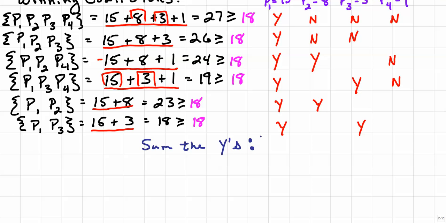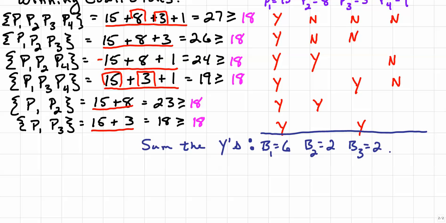And these will be my b's for the power distribution. So this is going to be b sub 1, and if I sum this up, I have 6. This will be b sub 2. If I sum the y's, I'll have 2. b sub 3, I have 2 y's also. And then b sub 4, there are no y's, so that is going to be 0.